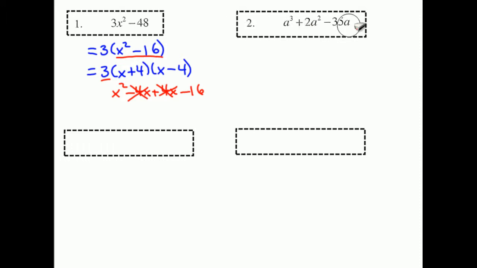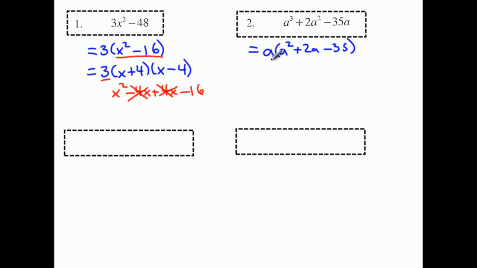For the next question, a cubed plus 2a squared minus 35a. Again, first thing you want to do is see if you can pull out a greatest common factor. The biggest thing that all 3 of these have in common looks like an a from each of these. They all have at least one a. This is the limiting one there, since that one only has one a, I can only pull out one a. So that leaves me with a squared plus 2a minus 35.